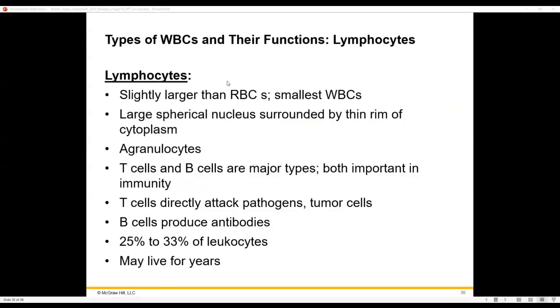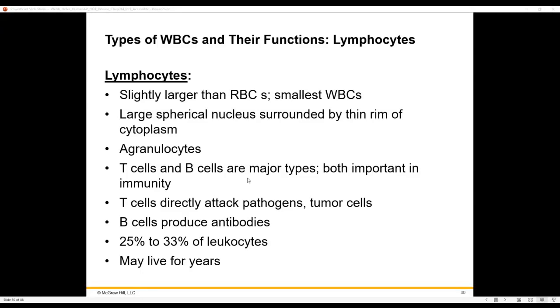Lymphocytes. They're slightly larger than red blood cells. They are the smallest of the white blood cells. They have a large spherical nucleus that's surrounded by a thin rim of cytoplasm. They are agranulocytes. T cells and B cells are major types of lymphocytes. You can call them T lymphocytes or B lymphocytes. And both are important in immunity.